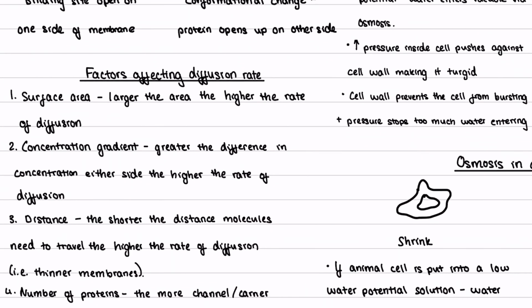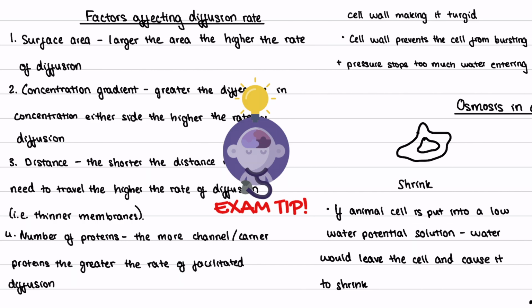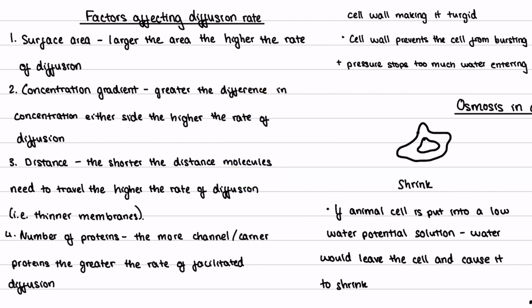So the other thing you need to know about in your exam are the factors that affect the rate of diffusion. This can come up in many different questions, whether it's describing how a cell is adapted for diffusion or an experimental question on rate of diffusion. So for these application questions, there are 4 things to remember.